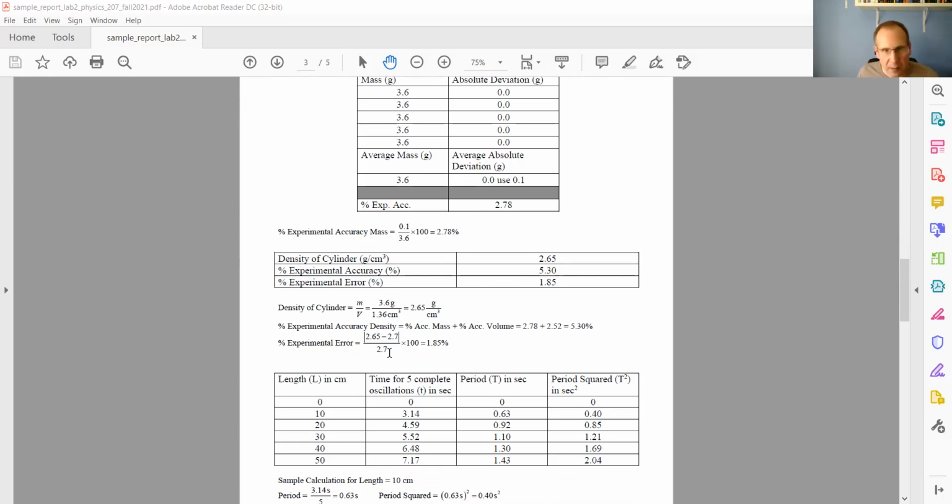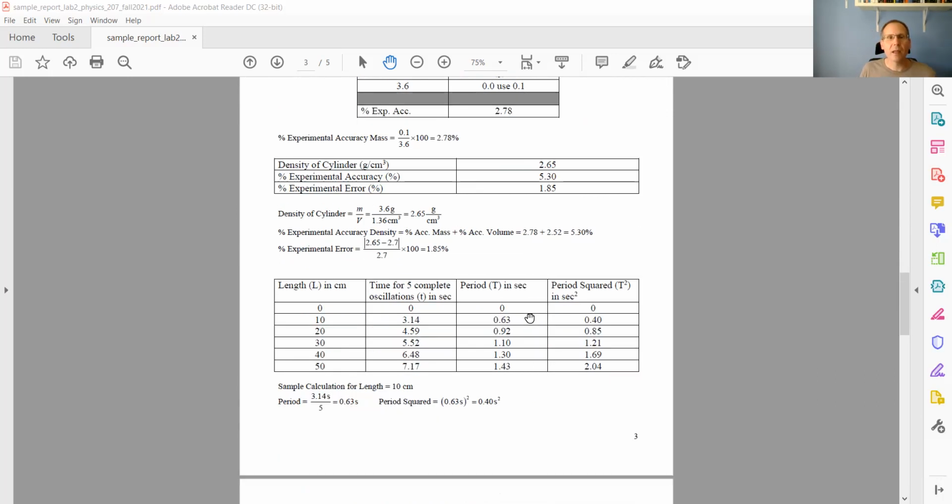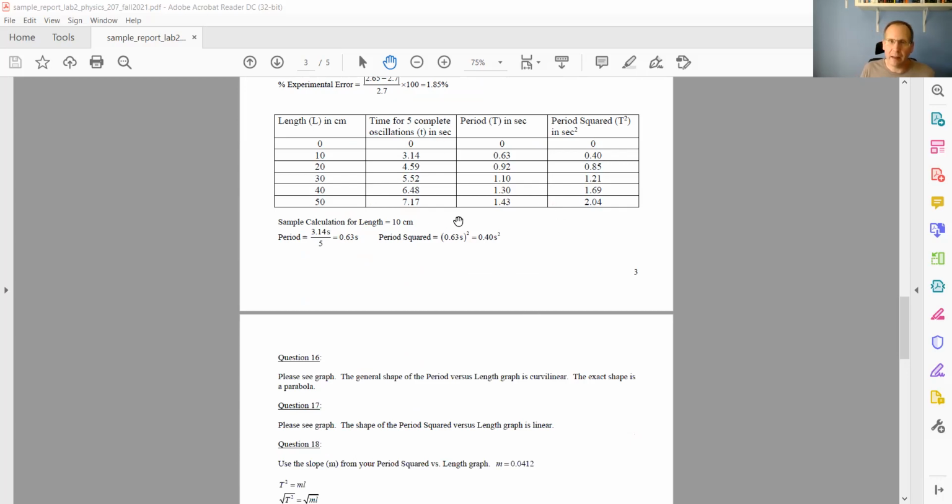Okay, and actually if you're in Physics 206, that's all you had to do. If you're in 207, we also had this pendulum part. So you want to fill in your data table. Again, everything should be rounded to 2 decimal places. If you want, you can maybe show me 1 or 2 sample calculations. You don't have to show me all these, 1 or 2 sample calculations will be fine.